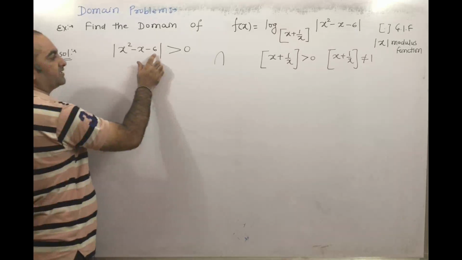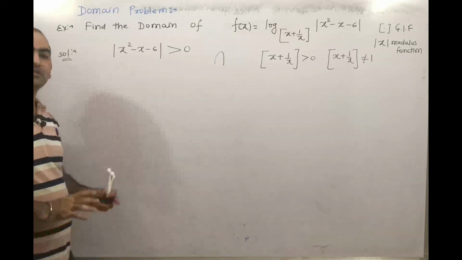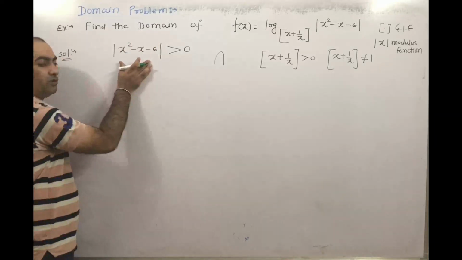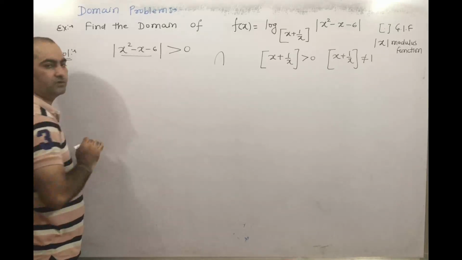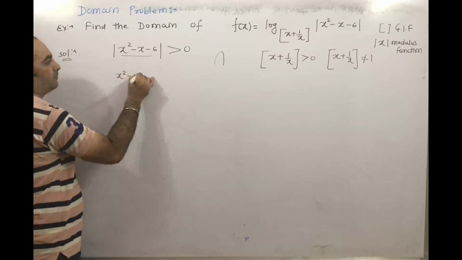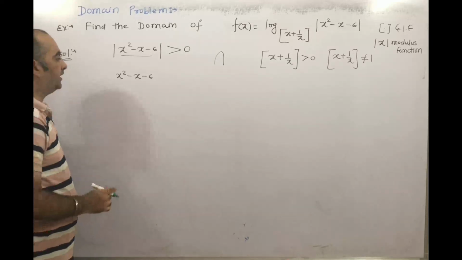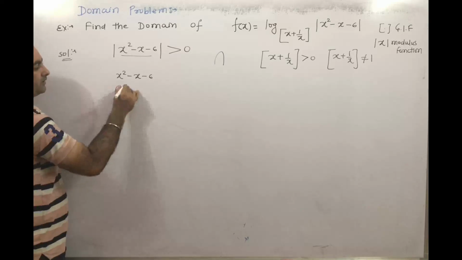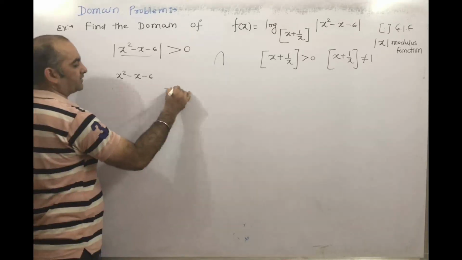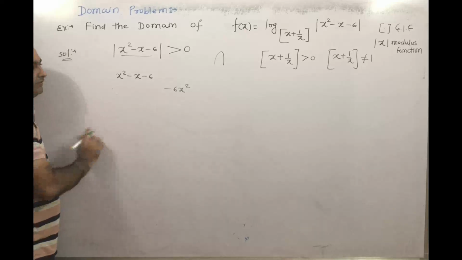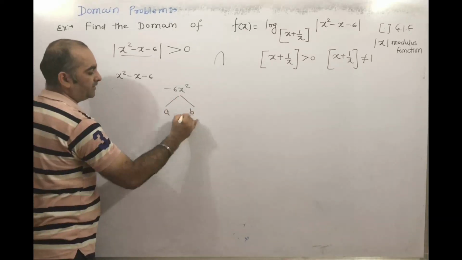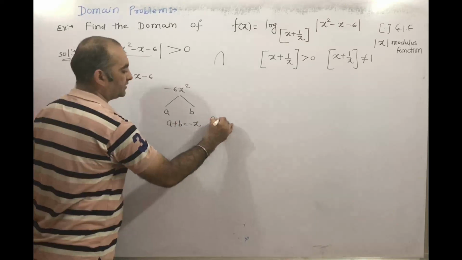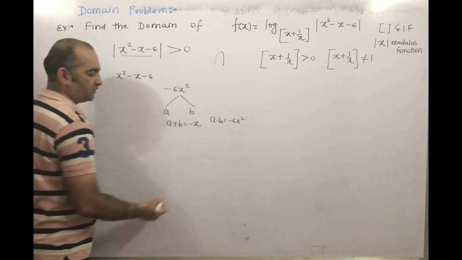Okay. So modulus of x square minus x minus 6 is greater than 0. We know modulus is always positive or 0. So when will this become 0? x square minus x minus 6. If you factorize this one, we have to split into two terms a and b. So a plus b should be minus x, and a into b should be minus 6x square.